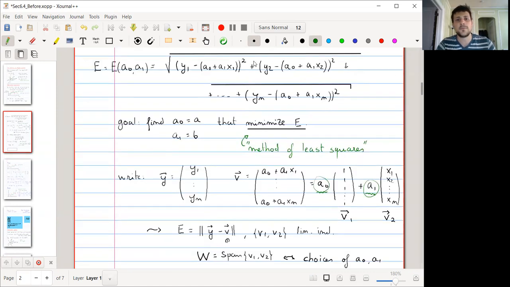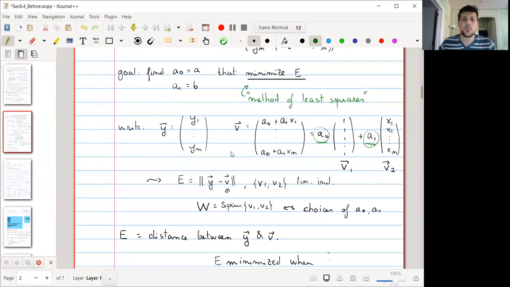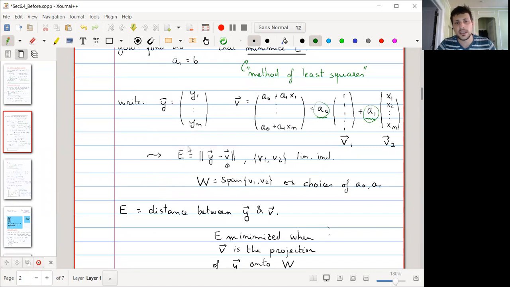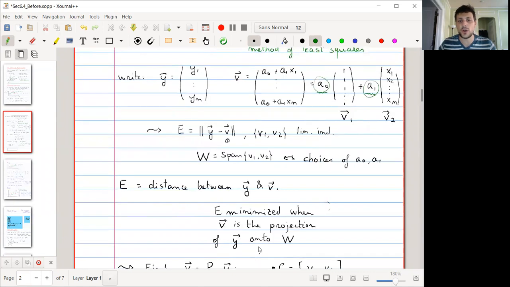Let's take a look at it again. Every summand in here is the entry of y minus the entry of v corresponding to it, squared, and then you sum them together and you take a square root. In other words, what we're doing is measuring in e the distance between the two vectors y and v. Minimizing this distance, by the properties that we just recalled, is the same as saying that the vector v is the projection of the vector y onto the space w, because the projection is that vector that minimizes the distance. And in this case, distance is error.